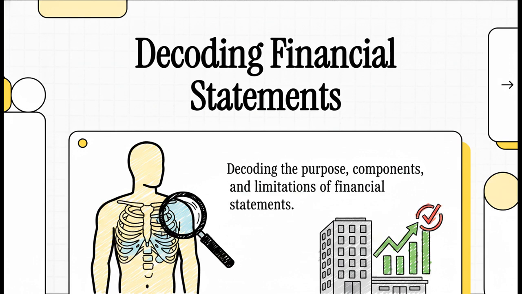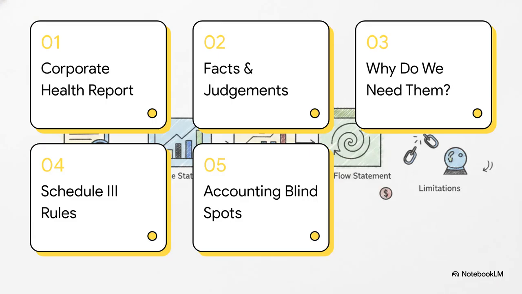Instead of just dry math, we're going to treat corporate financial statements like the ultimate diagnostic health report for a business. It's basically an X-ray that reveals exactly what's going on beneath the surface of any company. Here's our roadmap to demystifying this whole thing. We're breaking it down into 5 digestible pieces: the corporate health report, facts, rules, and human judgments, why do we need them, decoding Schedule 3 rules, and finally, the accounting blind spots.